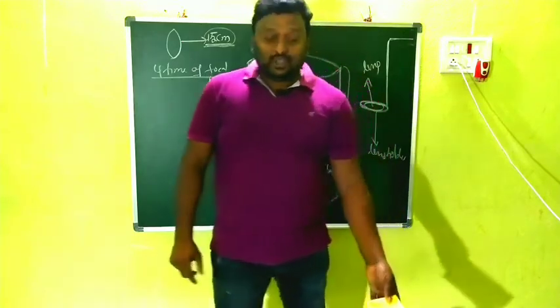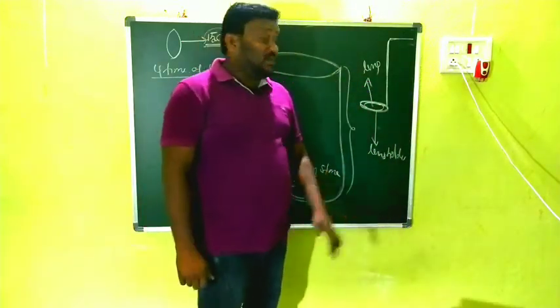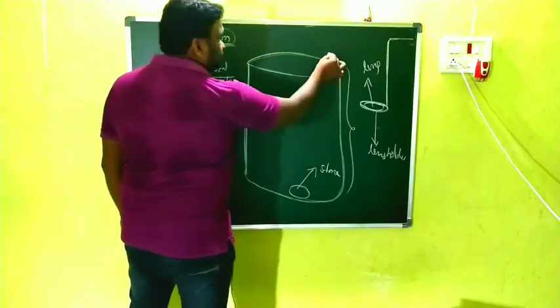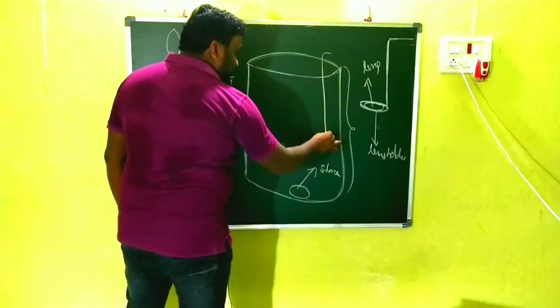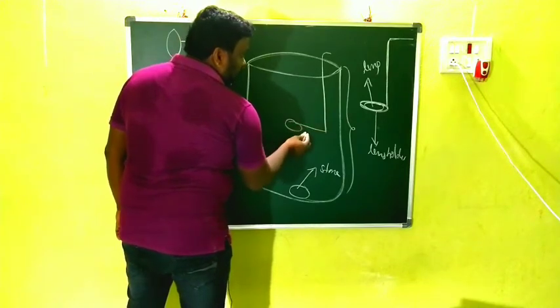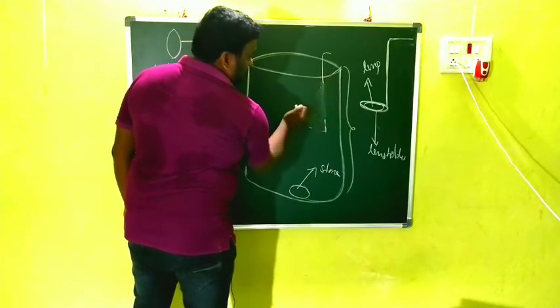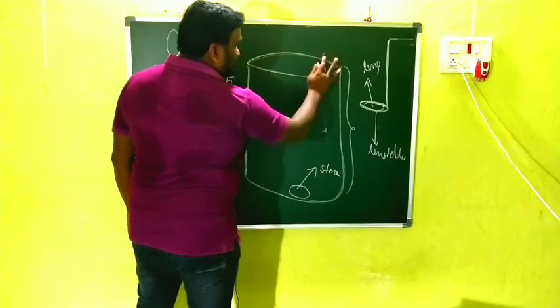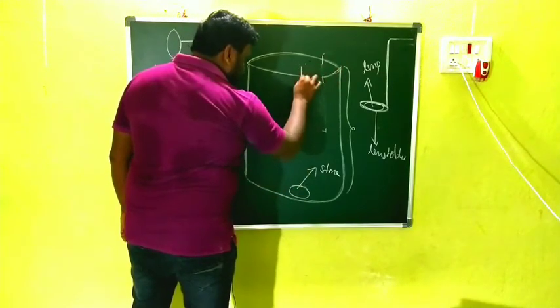Clear? So here we have to use this lens holder, and that should be simply here. Here is the object. So I am keeping it here like this.